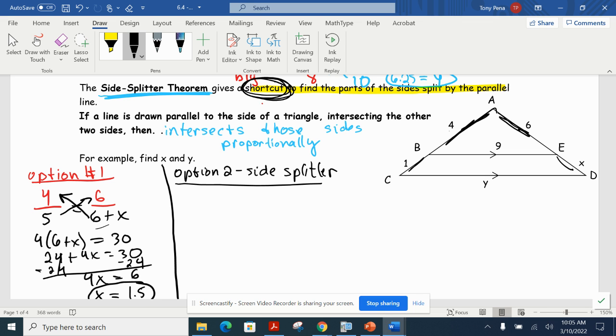So all we really need to do is take 4 over 1. And then that would mean it would have to be what on the other side? What over what? 6 over x. When we solve this now, we just crisscross: 4x equals 6. Didn't we get the 4x equals 6 later on in the problem that we just did? And when we divide that, won't that give us the 1.5 that we got doing it the other way? So that's why the side splitter theorem is called a shortcut. We can do that a little bit quicker.